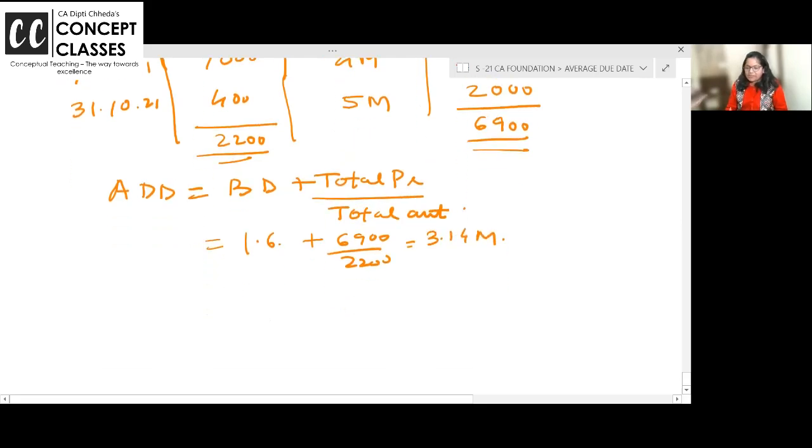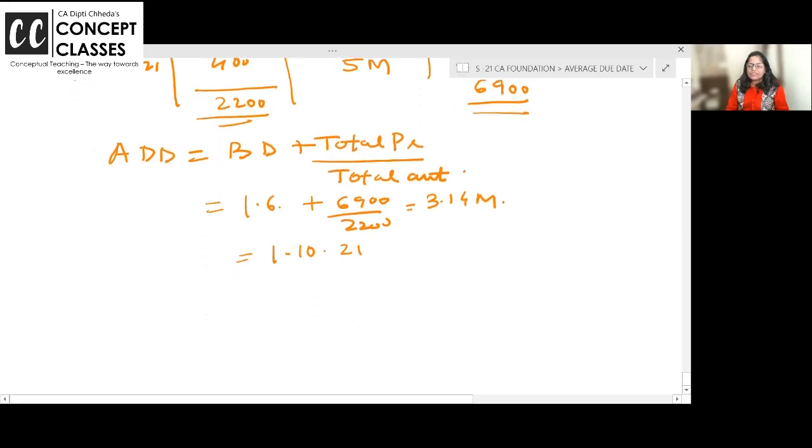3.14 months. So 1st June, say 1st July, 1st August, 1st September and 1st October. 3.14 months means almost like 3.5 months. So 4 months only we will take. So 1st October 21 is the average due date. And you have to calculate interest from 1st October to 31st March.